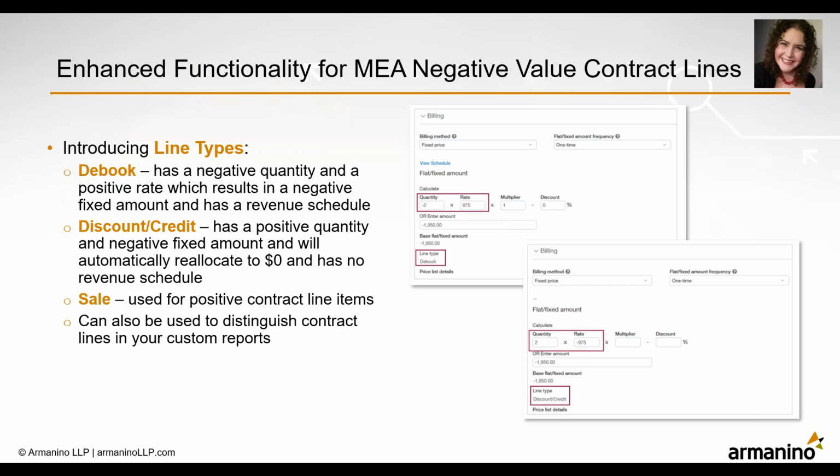So this is actually introducing the concept of line types. If you don't have any negative line types, everything is just going to be noted as a sale type. And that's the default in the system.